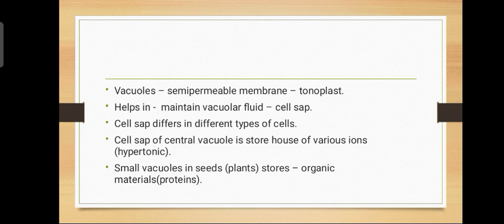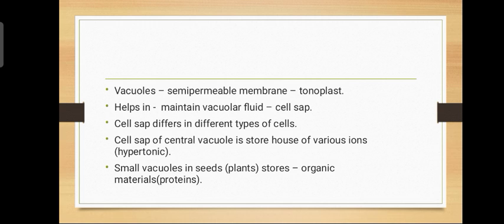These vacuoles are bounded by a membrane. That membrane is a semi-permeable membrane, which only allows selected molecules or ions into the cell. That is called the tonoplast membrane. This membrane mainly helps in maintaining the composition of the vacuolar fluid. Whatever fluid is present inside the vacuole is maintained by the tonoplast, and that fluid is called the cell sap.